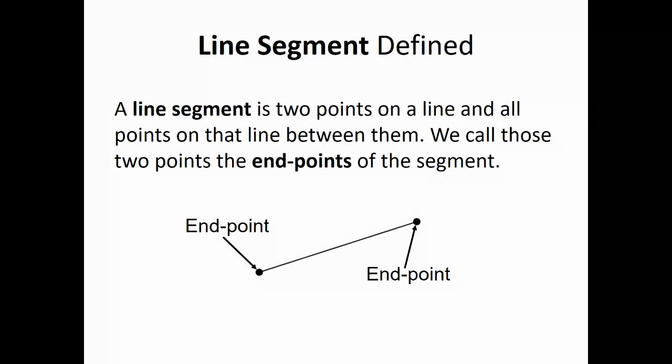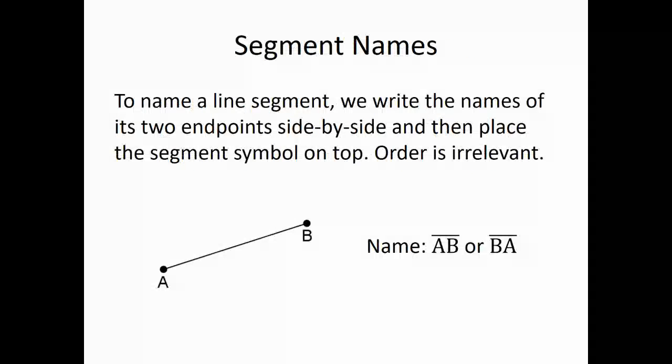Line segment. A line segment is this. It's two points on a line and all the points that are in between them, and we call those points the endpoints. So you see a line segment in front of you. It has two endpoints, and then we'll use those in just a moment to name the line segment. Line segments then are, of course, finite objects. Lines themselves are infinite in each of two directions. Line segments are finite.